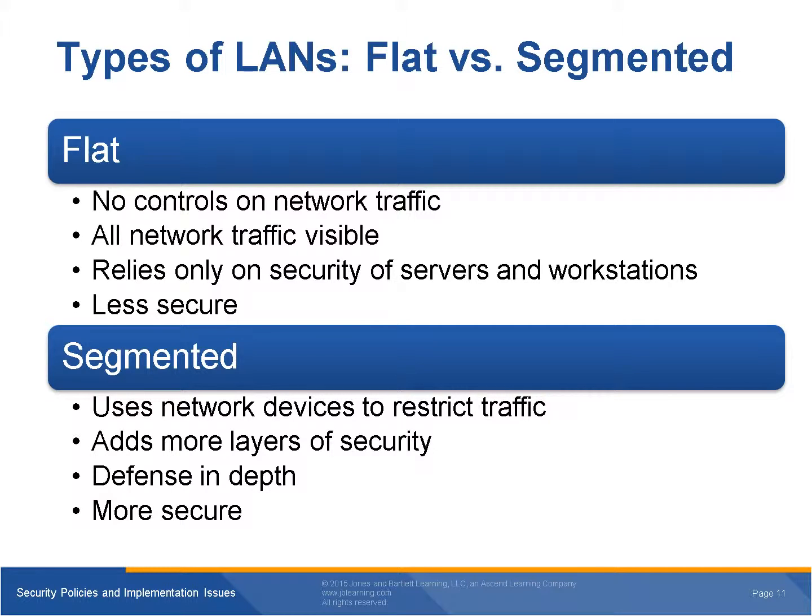And as we mentioned, the types of LANs are flat versus segmented. The flat has no controls on network traffic. All network traffic will be visible. It relies only on security of servers and workstations. It is considered to be a less secure type. Then there's segmented. It uses network devices to restrict traffic, has more layers of security, has more depth in its defense, and it is considered to be the more secure type of LAN.